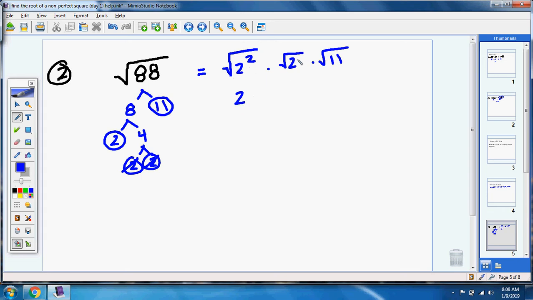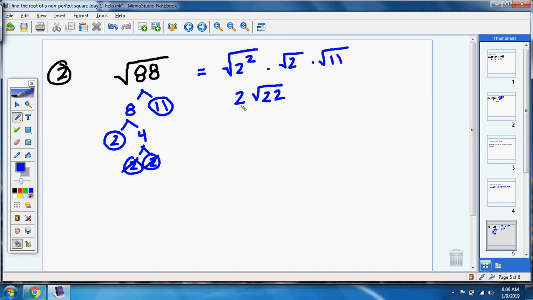Over here on the right, can I have anything cancel out on this square root of 2? No, because there's not a square. What about the square root of 11? No. So what we're going to do then is really just put it back together. So what's the square root of 2 multiplied by the square root of 11? Well, it's really just 2 times 11. So what I have is the square root of 22.